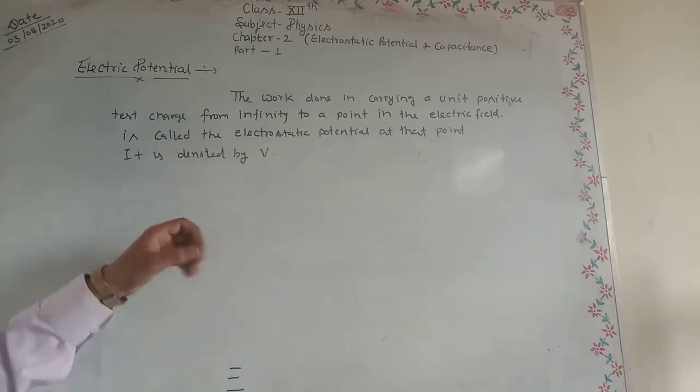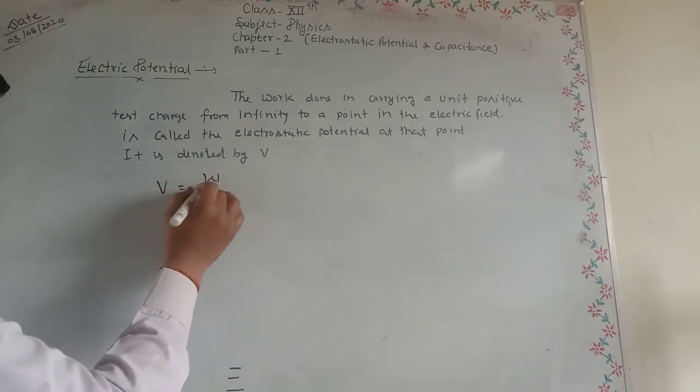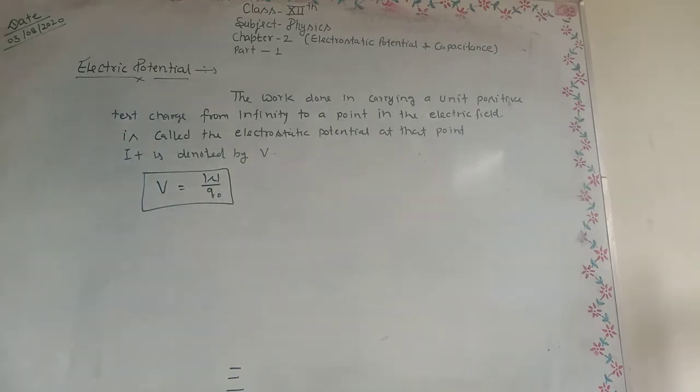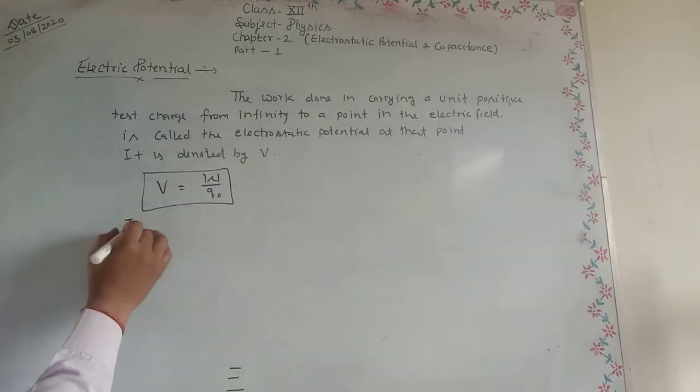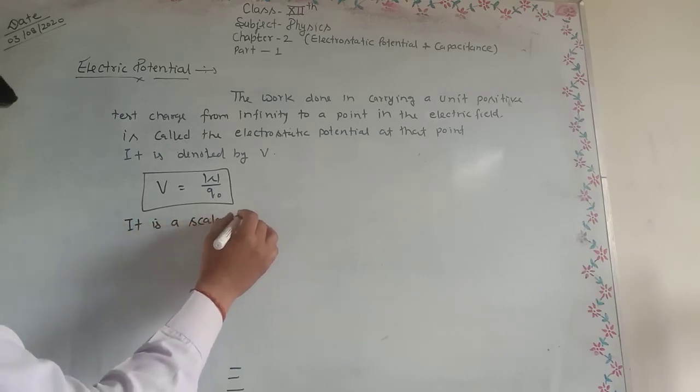Let W be the work done in carrying a test positive charge Q0 from infinity to a point, then the electric potential V is equal to W upon Q0. V is equal to W upon Q0. It is a scalar quantity.